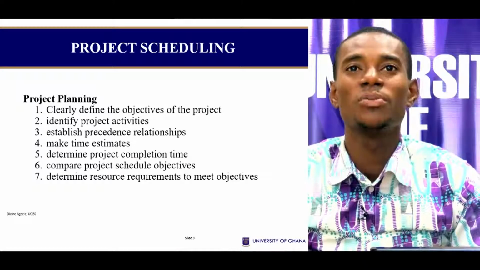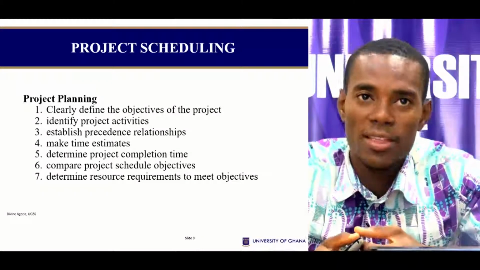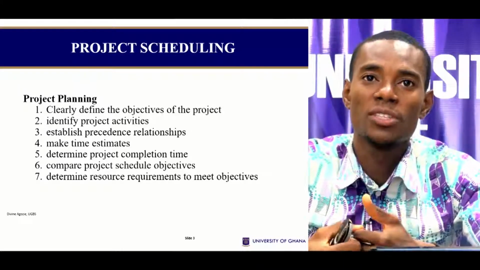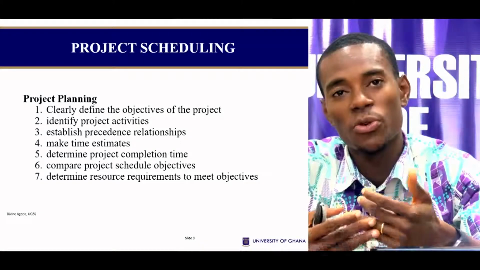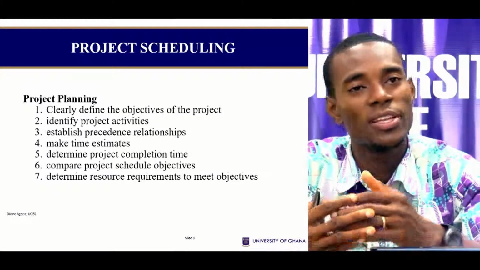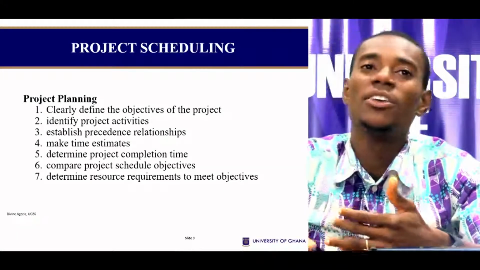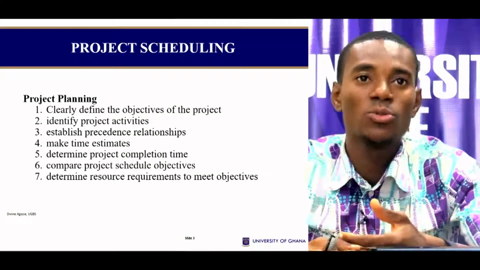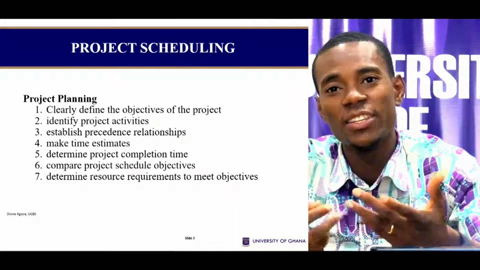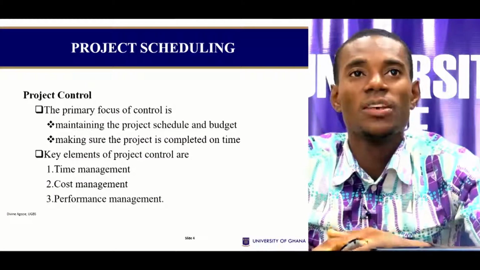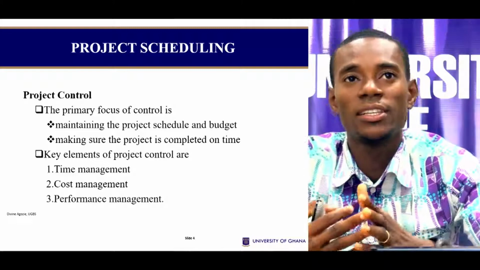Now, you need to determine the project completion time. By what time do I want to finish all of these activities put together? We must also compare the project schedule to the objectives. For each activity, there is a certain objective. So when we put the entire project together, there is an objective for the project. You want to compare them to find out whether you have met those objectives or not. And you must also determine your resource requirements to meet these objectives. What do I need to go about these tasks? Okay, so the other set of activities under project scheduling is project control.